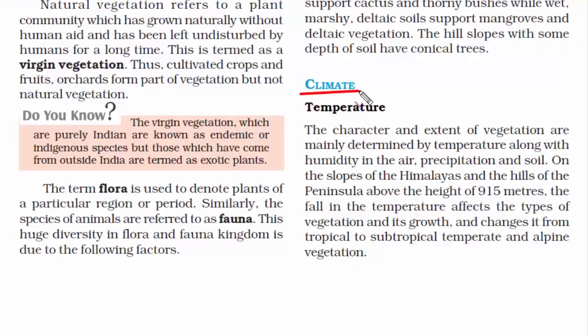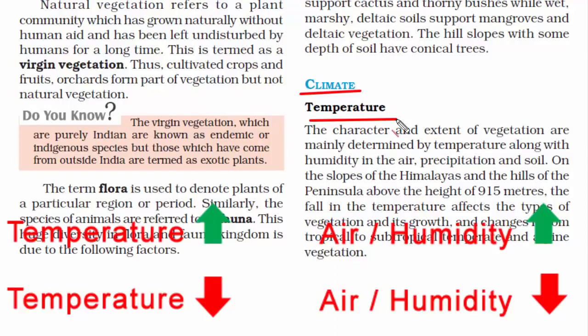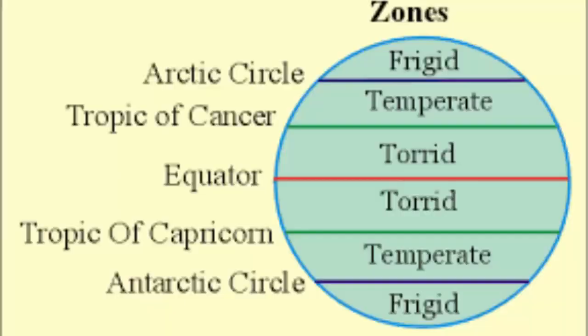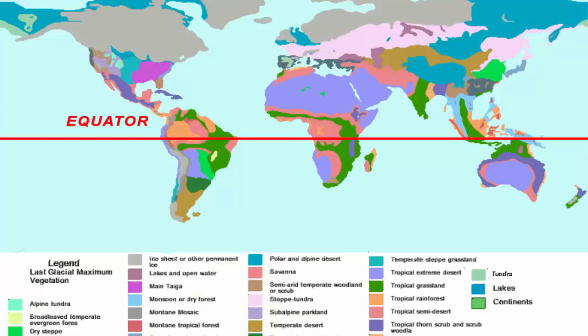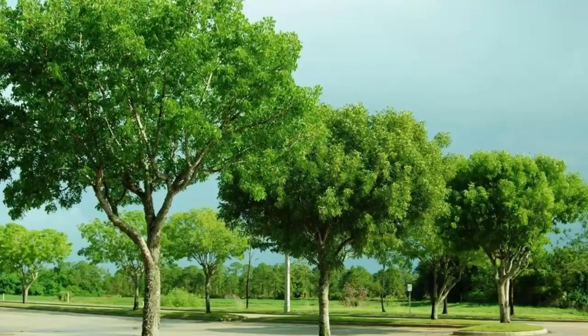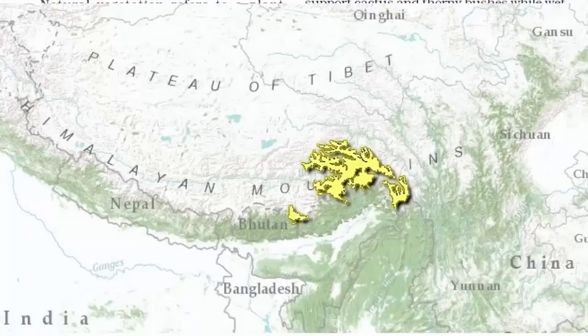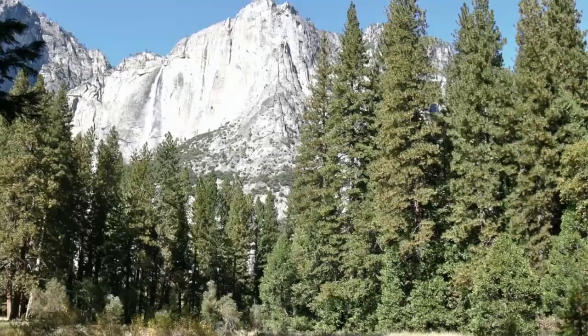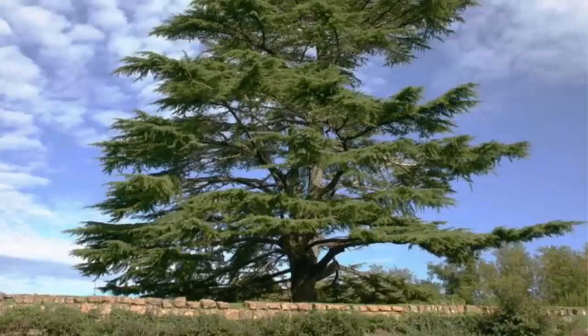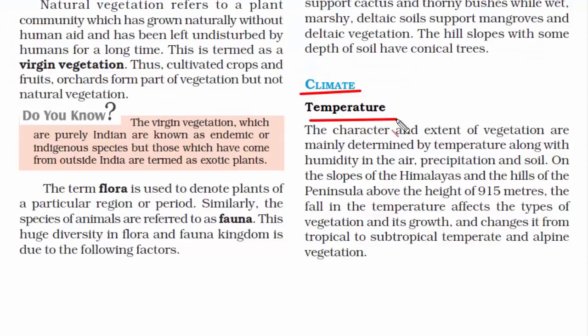Going to the second category, climate. Temperature plays an important role in the growth of plants and trees, because with temperature, the air and humidity in the environment change. That's why you will see as we go away from the equator, temperature decreases and the type of vegetation cover also changes. Near the equator, you will find evergreen forest, where trees such as rosewood and mahogany are found. But if you go to the Himalaya, there you will find coniferous forest, where trees such as pine, cedar, and deodar are found. So that's the role of temperature.